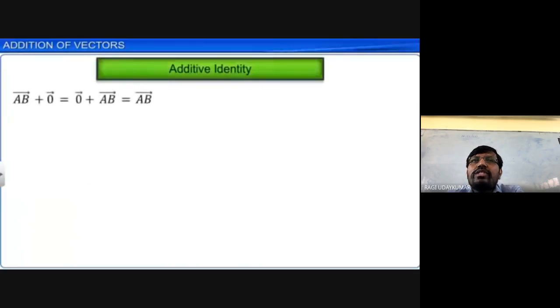Okay. Next, additive identity. Additive identity is nothing but if you add the null vector, the zero vector, to any vector, you are going to get the same vector. So the null vector acts as the additive identity vector in the case of vector addition.